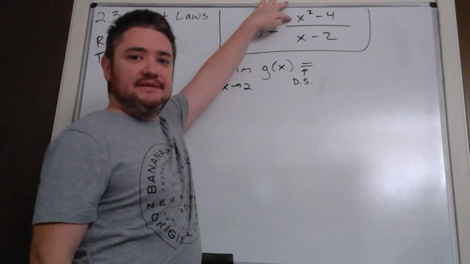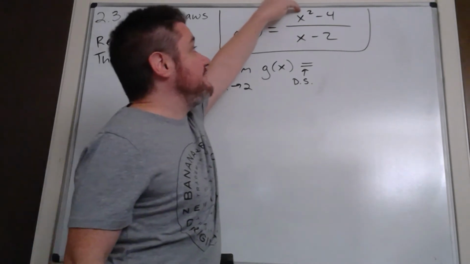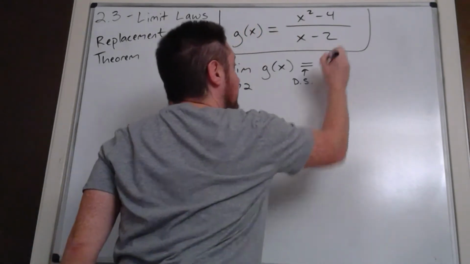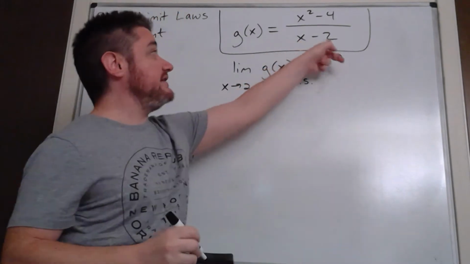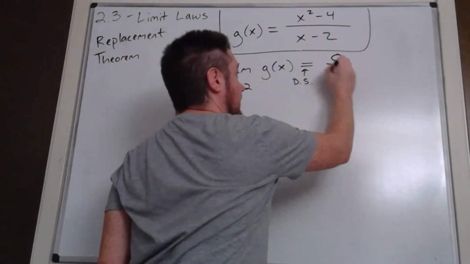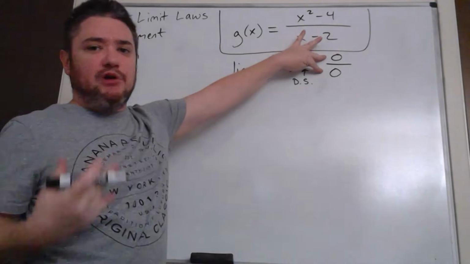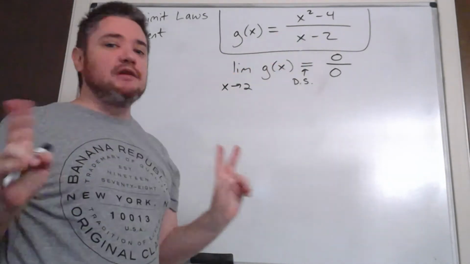I'll do it pretty quickly. I did this in the previous video. 2 squared is 4 minus 4 is going to give me a 0. 2 minus 2 is going to give me a 0 on the bottom. Okay. This expression, 0 over 0, that's not a number, right?